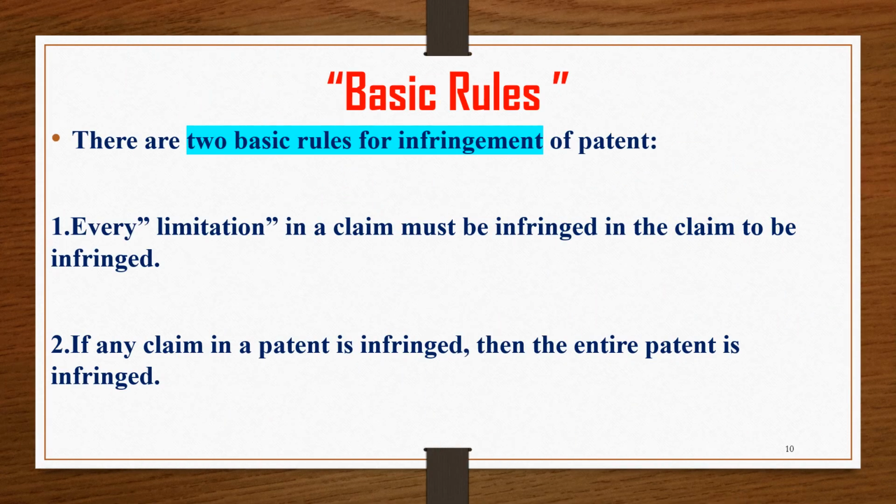Now discussing the rules. There are two basic rules for infringement of a patent. Number 1, every limitation in a claim must be infringed for the claim to be infringed. And point 2, if any claim in a patent is infringed, then the entire patent is infringed. That means the total area is discussed here. If a single claim is infringed, then the entire patent is infringed. So just remember these two basic rules.